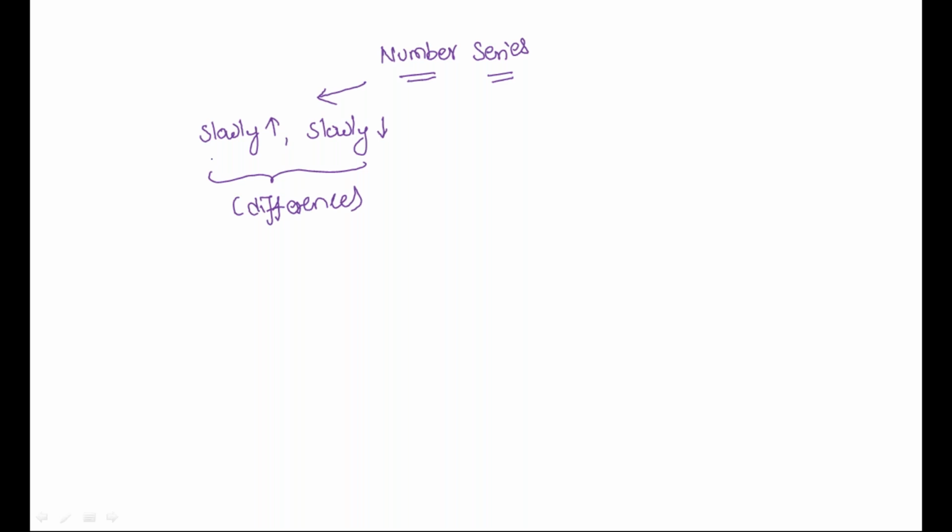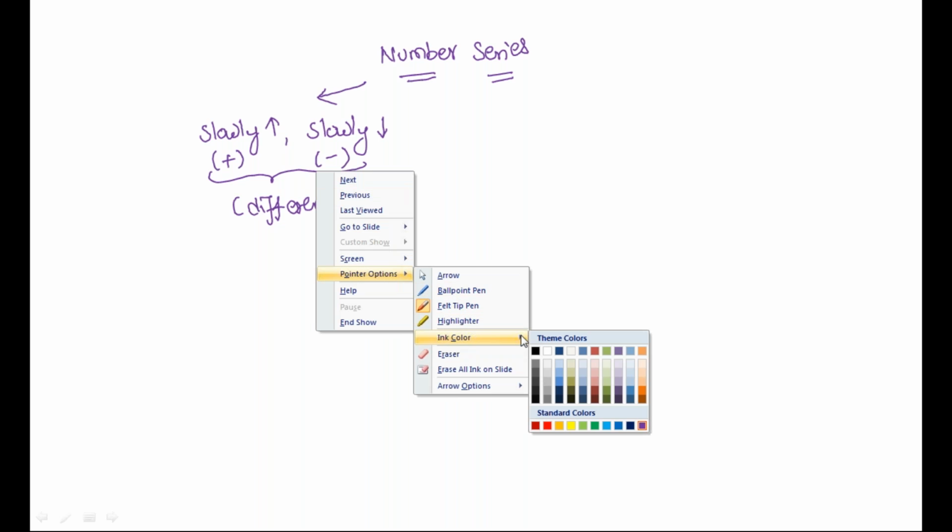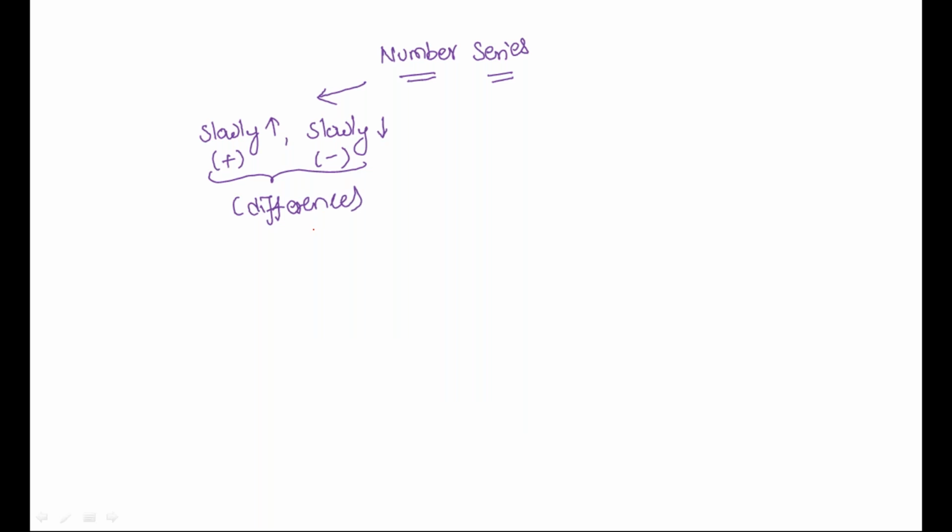But pretty much, in the slow increase, there is some addition happening. In slow decrease, you are subtracting some numbers. In slow increase, you are adding some numbers. In slow decreasing, you are subtracting some numbers. If you just take the difference between the numbers, you can solve the questions pretty much.